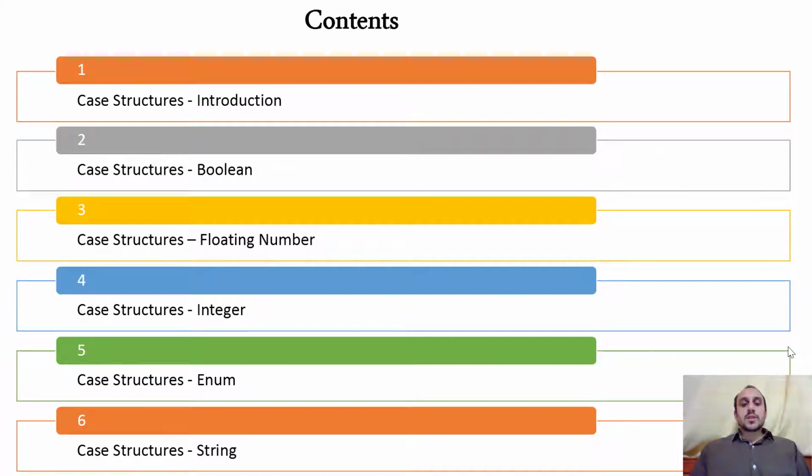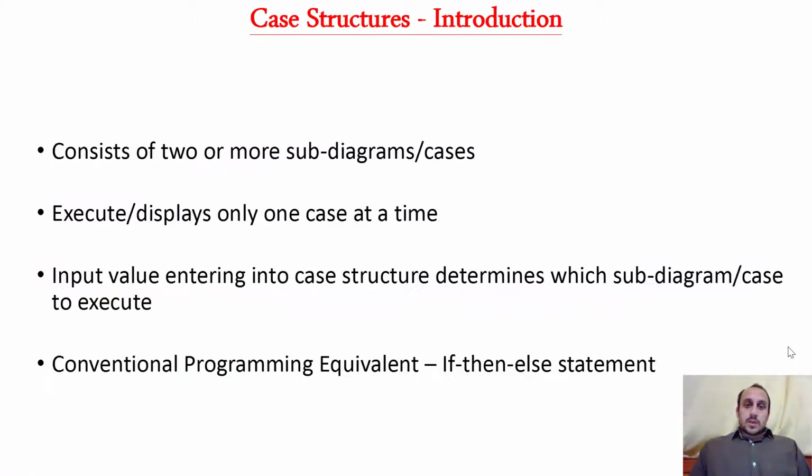Then we will discuss the different types of case structures which we can use in LabVIEW. These types are basically also the data types which we can use in LabVIEW. In case structures, you can have two or more subdiagrams, or two or more cases. For example, if we talk about the Boolean case structure, what will be the two cases? It's either true or false.